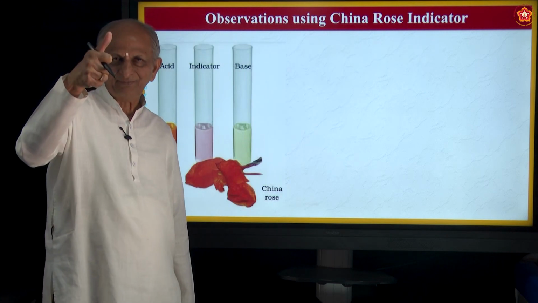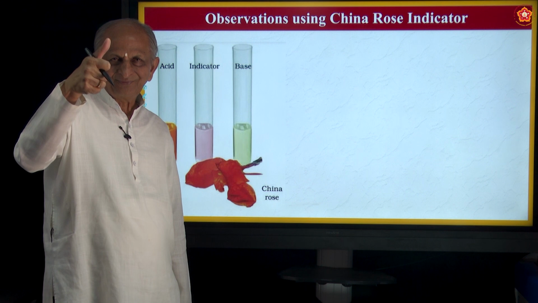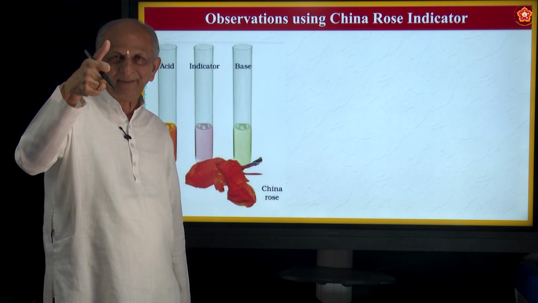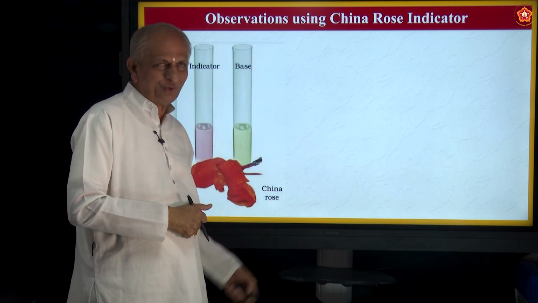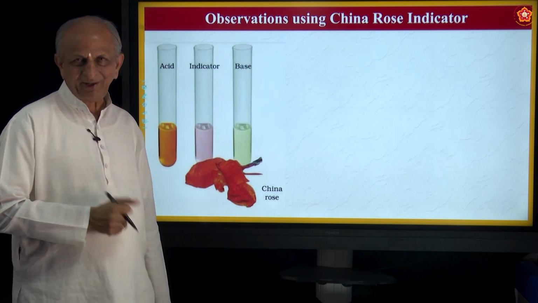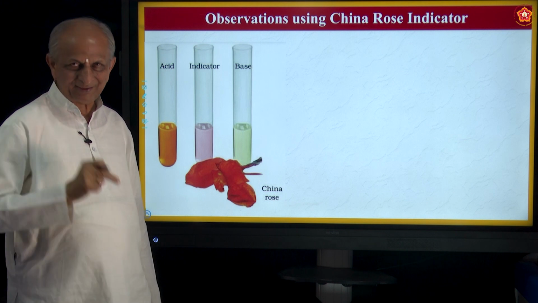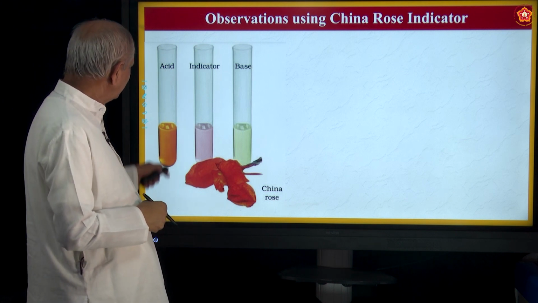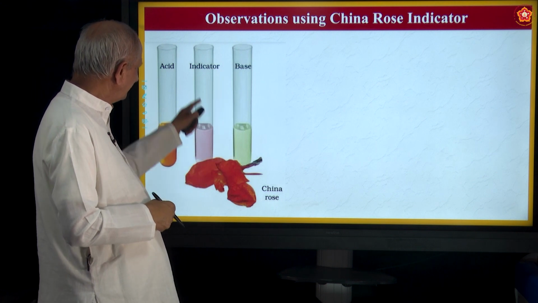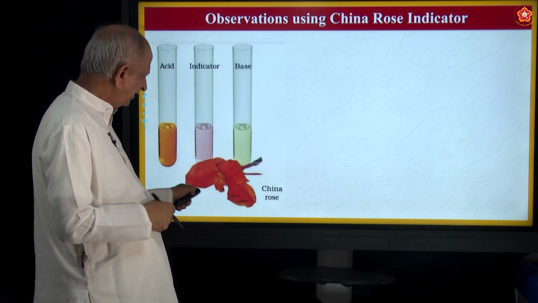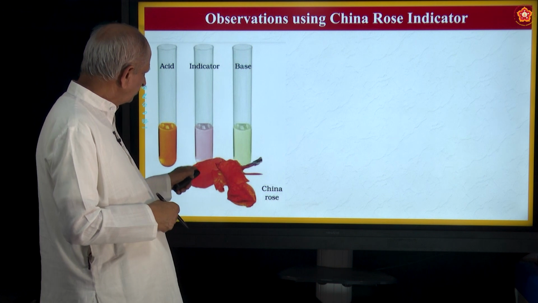What is the first type? Yeah, turmeric powder. The second one, China rose. The third one, litmus. Okay. So this is the acid medium, this is the basic medium, this is the indicator. So this is China rose. So this will be the color.